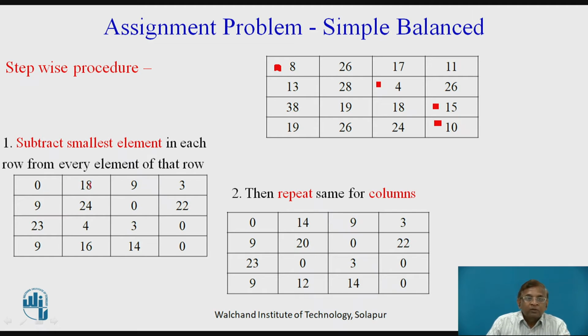Second column, the least element is 4. Now this 4 we subtract from all elements of that second column. So 18 minus 4 we get 14, 24 minus 4 we get 20, 4 minus 4 we get 0, and 16 minus 4 we get 12.